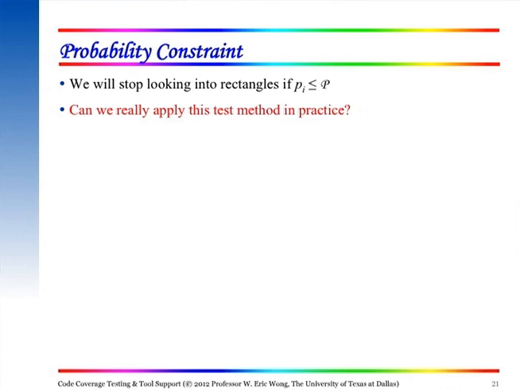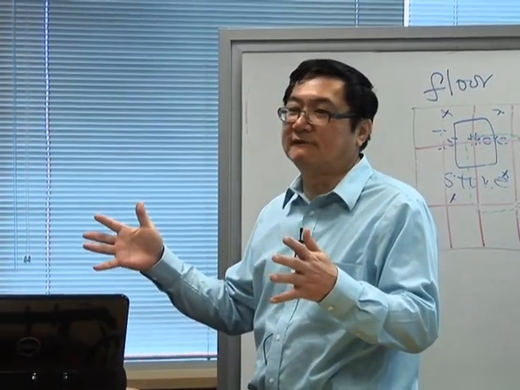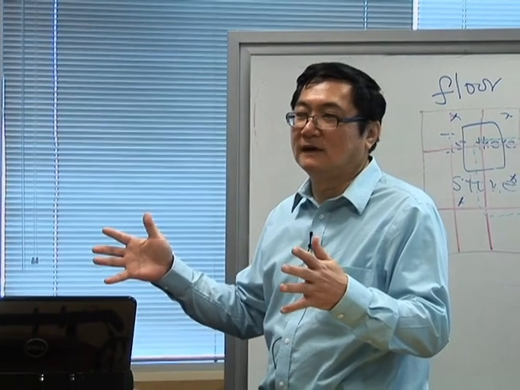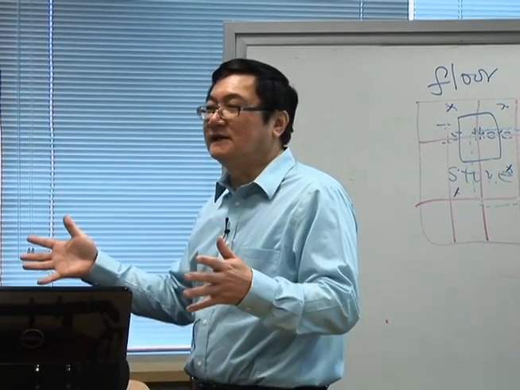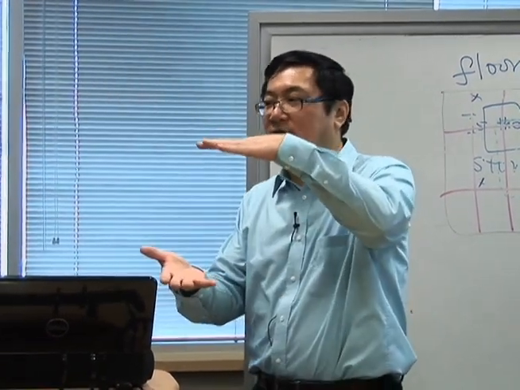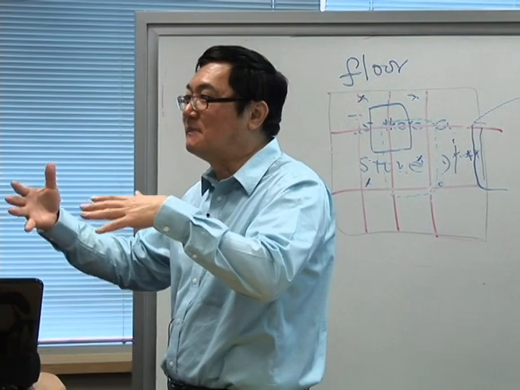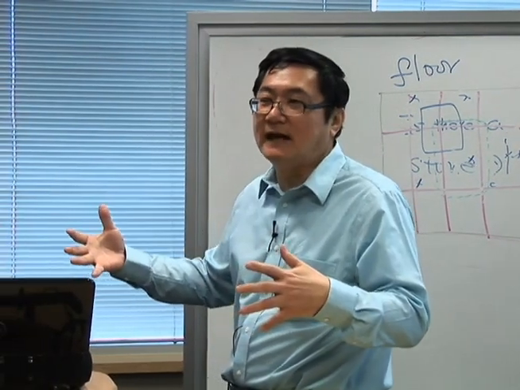Now the question is, can we apply this approach to program testing? Can we say that, okay, I have 100 lines of code, and I cannot afford to cover every one of them. So I'm going to cover 50 lines of code, and then I compute the probability to find a bug in the program. If I say 100 lines of code, I cover 50 of them, I still have 50 to go. That is my denominator, 50, right?